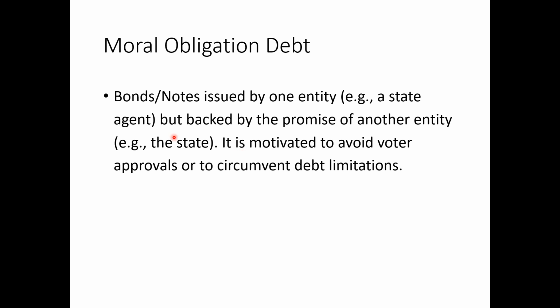So many times this is used basically to avoid a voter approval. Who's borrowing money in this case? Very likely the state. The state is borrowing money, but because there's a voter approval or other limitation, the state is going to ask the agency to borrow, backed by the promise from the state. So this is called a moral obligation debt.